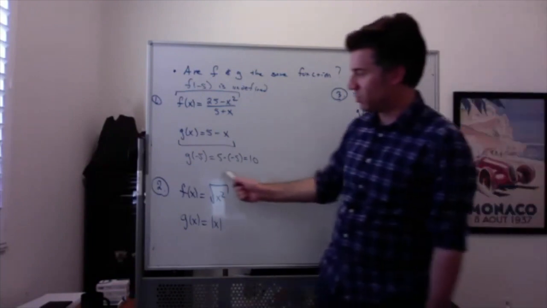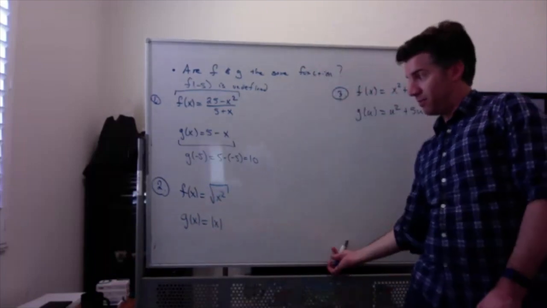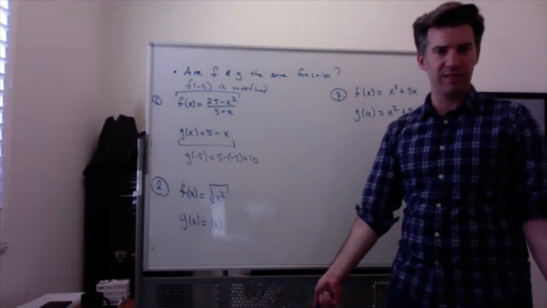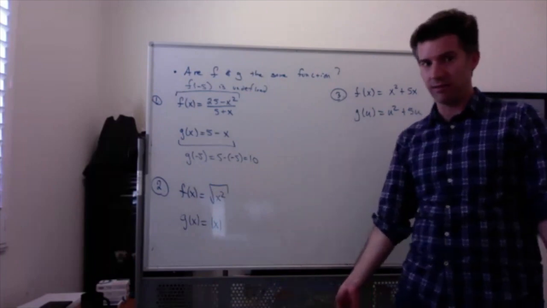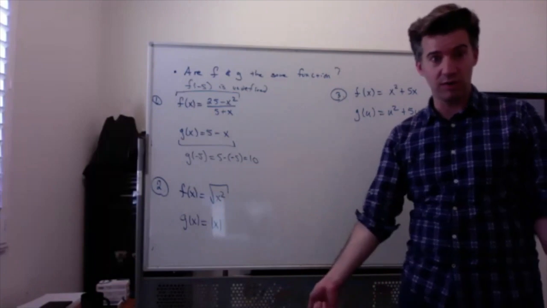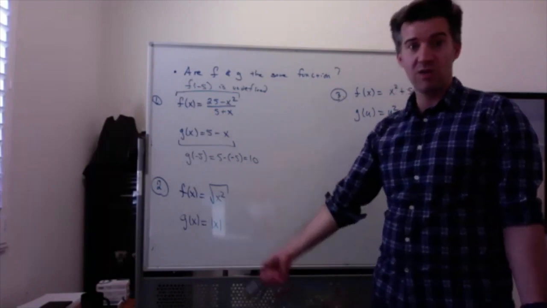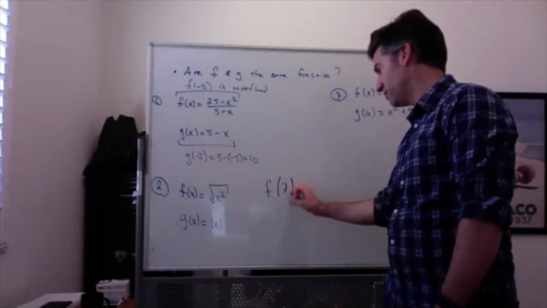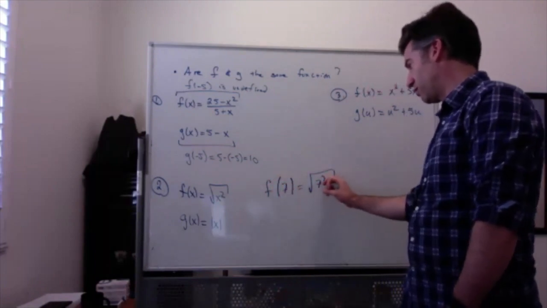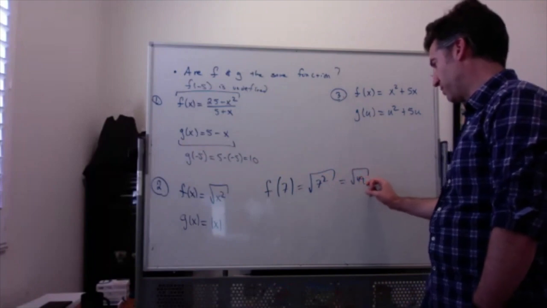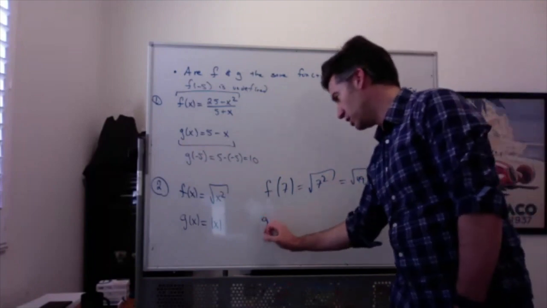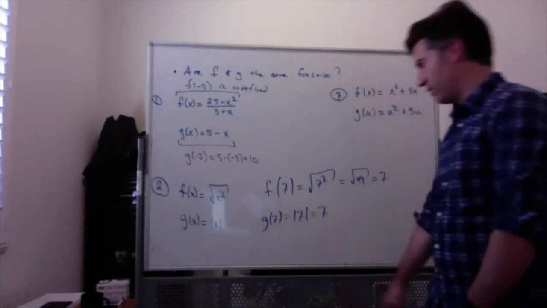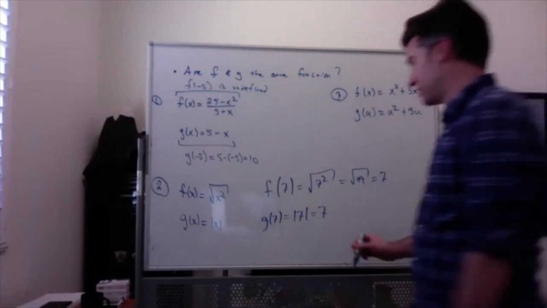And then this is just one I wanted to kind of throw at you guys. These functions are also the same. The square root of x squared and the absolute value of x. I don't remember if I talked about this last class or not, but these are definitely the same function. No matter what you put in for x, you're always going to get the same thing out, right? F of 7 is the square root of 7 squared, which is the square root of 49, which is 7. And g of 7 is the absolute value of 7, which is 7. It also works for negatives.